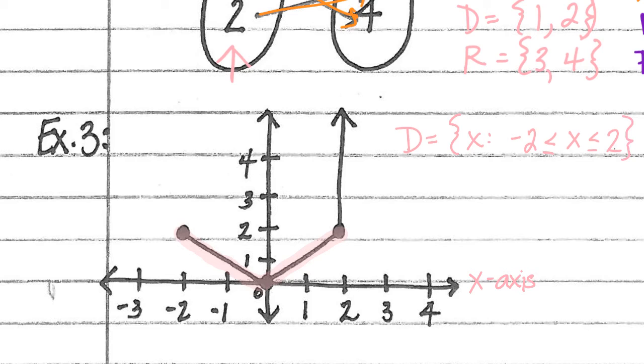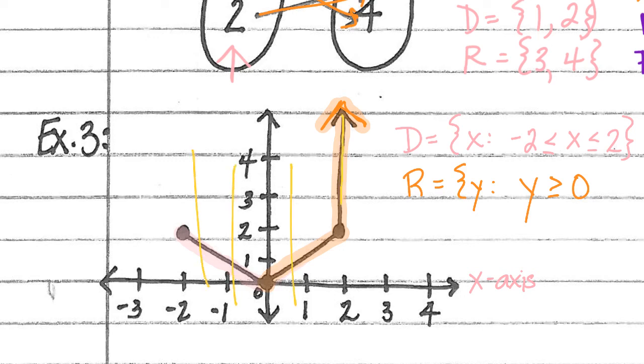All right, let's talk about the range. The range starts here on 0, and it looks like it continues to go up to infinity. So I'm going to say that the range is the set of all numbers y in which y is greater than or equal to 0, because this is telling me it's going to keep going. And using the vertical line test, this is a function.